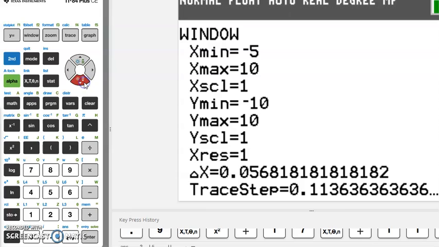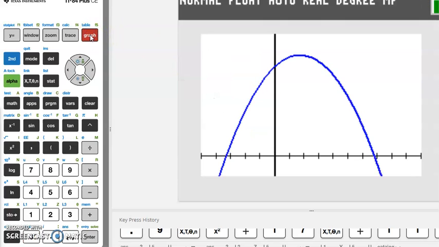For our x scale it's 1, we'll make that negative 25. I just like to see some negative even though we don't need it. And that goes up to 150. Your scale's 1. So negative 5, 10, 1, negative 25, 150. And we graph that and we get this graph here.